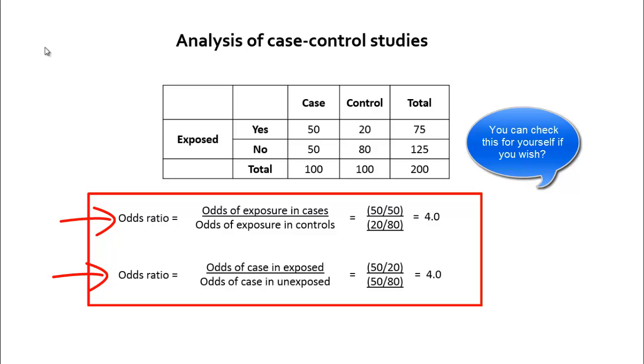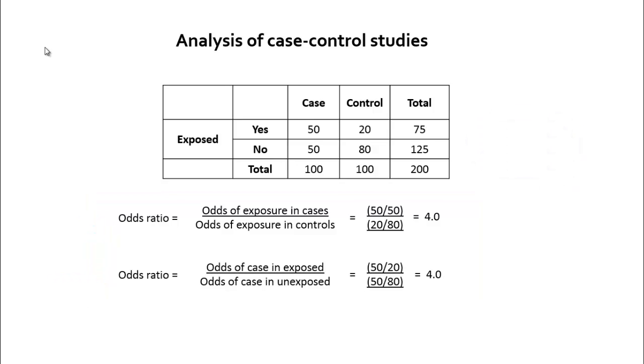And if the outcome's fairly rare, less than 5 or 10%, then the odds ratio is approximately the same as the risk ratio, which is nice because most people, except gamblers perhaps, find risk much easier to interpret than odds.